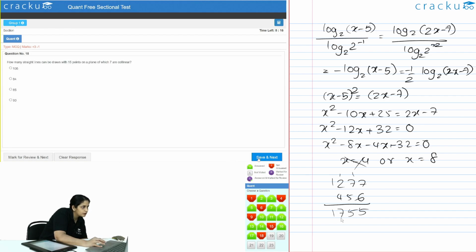And how many straight lines can be drawn with 15 points on a plane of which 7 are collinear? So you have straight lines. Okay, so you have 15C2.